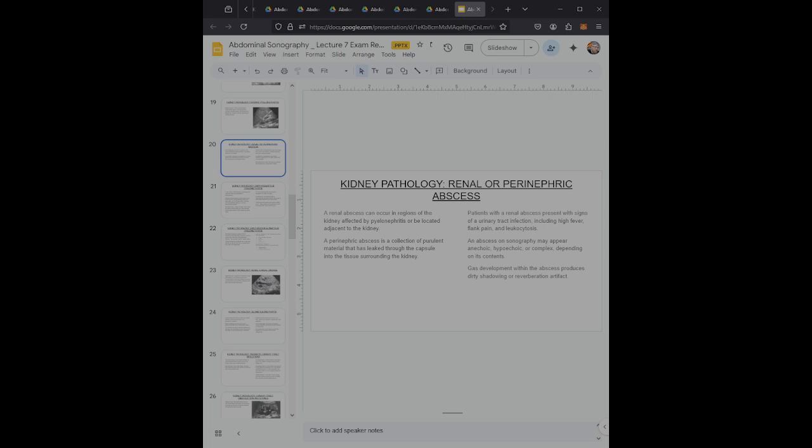Perinephric abscesses. These are renal abscesses that can occur in regions of a kidney affected by pyelonephritis. Sonographically, we see anechoic or complex structures. We can see gas shadows or dirty shadowing.